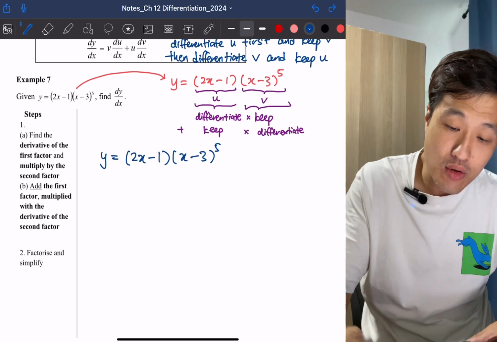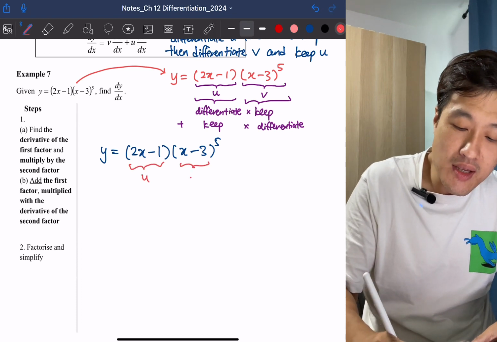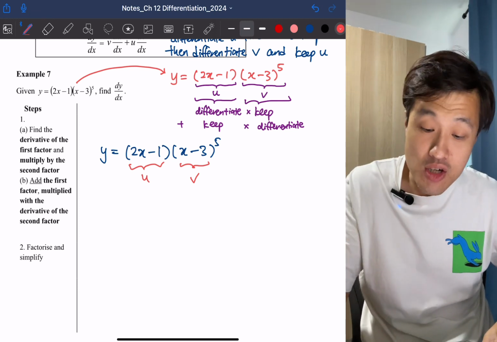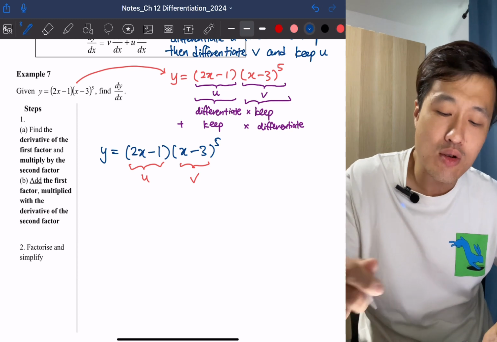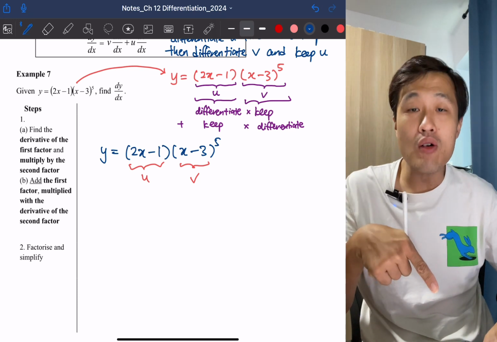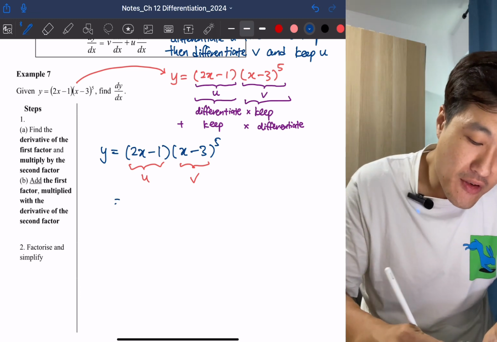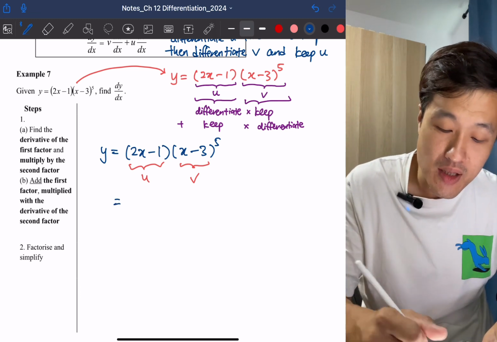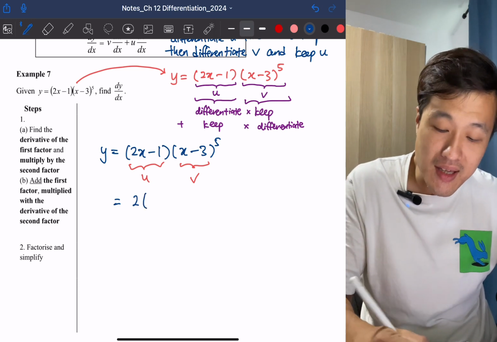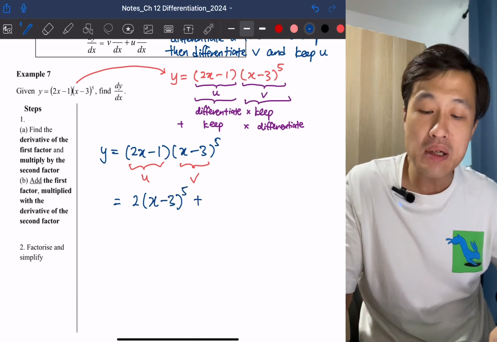So here we treat this as u and this as v, and remember we first differentiate the first function, which is 2x minus 1. If we differentiate 2x minus 1, the x to the power 1, we bring it down, giving x to the power 0. So if we differentiate 2x minus 1, we get 2. After we differentiate u, we keep v, which is (x minus 3) to the power of 5, and then we add.